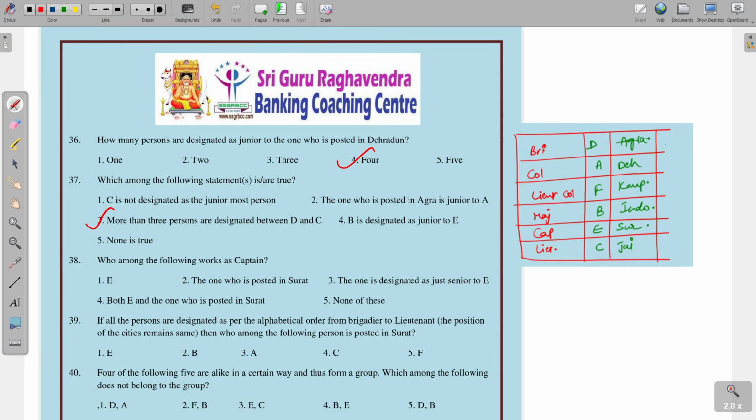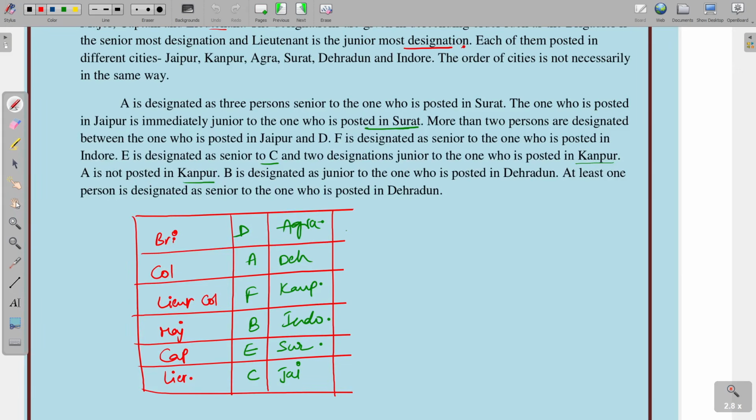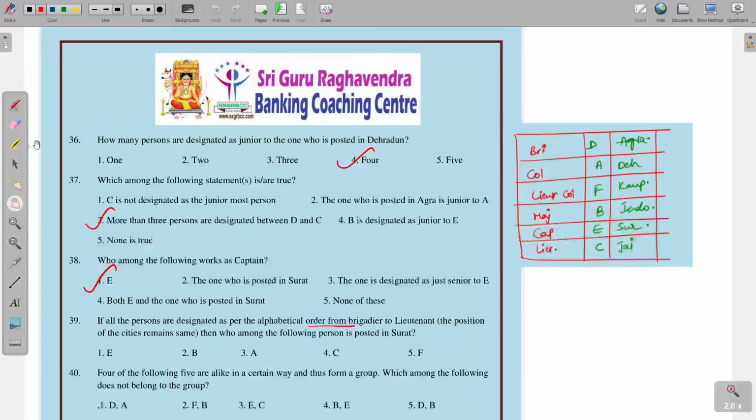Who among the following works as captain? So captain, that is E. If all the persons are designated as per alphabetical order from brigadier to lieutenant, who among the following person is posted in Surat? So starting from A nundi. Okay, starting from A. So A, next to B, C, D, E, and finally F. So which person is posted in Surat? That is E.